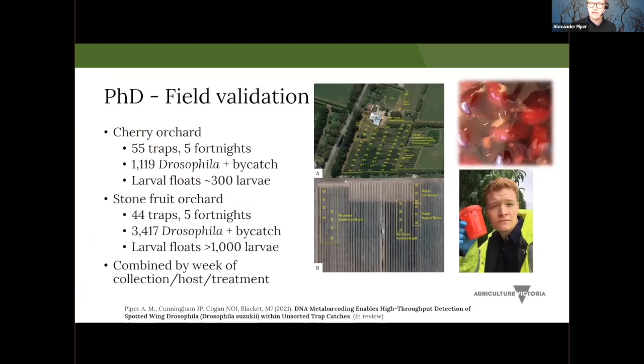So during my PhD, I developed a metabarcoding assay and then did some field validation to see if it could detect spotted wing Drosophila in a background of Australian insects. I did some trapping in a cherry orchard and a stone fruit orchard, which is a secondary host. And I caught about 1,000 Drosophila in the cherries, about 3,500 in the stone fruit, plus some other bycatch, and then also some larvae from crushing and floating these fruit. Then these are all combined by week of collection, host, and treatment, and sequenced on an Illumina NovaSeq.